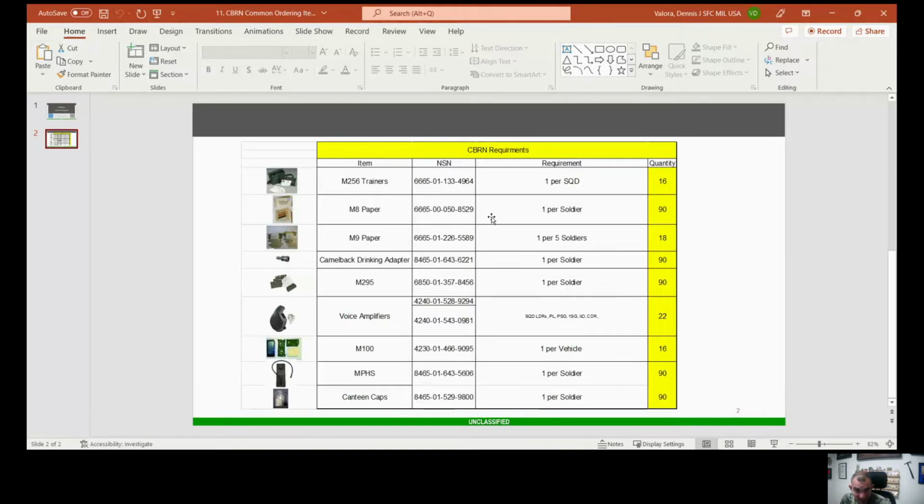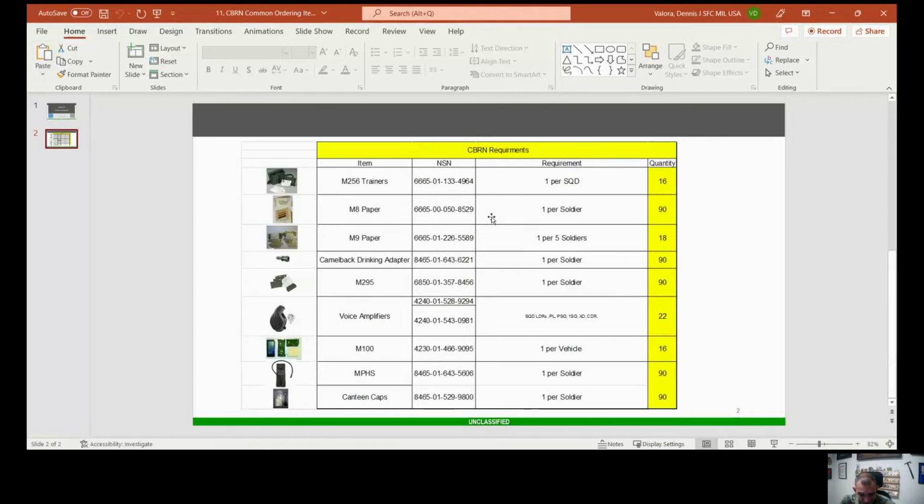Your voice amplifier. This is going to be different depending on the makeup of your company. But for me, I like to do my squad leaders, my platoon sergeants, first sergeant, XO, commander. One thing I didn't add on here that I think is critical is also make sure that your recovery assets, those guys have the voice amplifiers.